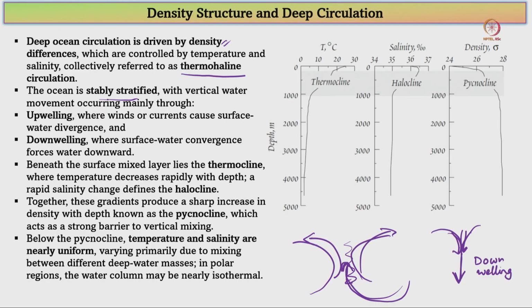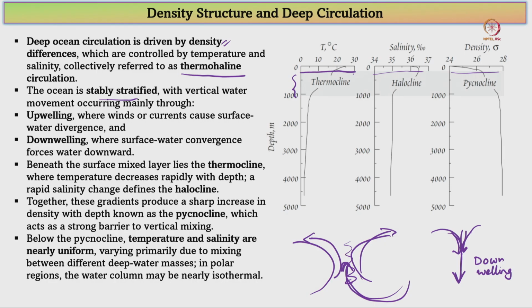Beneath the surface mixed layer lies the thermohaline, where temperature decreases rapidly with depth. So, the first few meters of the ocean surface is called the mixed layer, the surface mixed layer. Okay. The water is continuously well mixed there. So, beneath this surface mixed layer is another layer, which is called the thermohaline, and here the temperature decreases rapidly with depth.